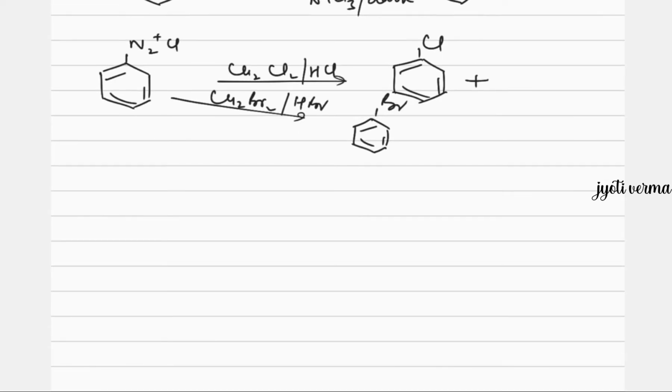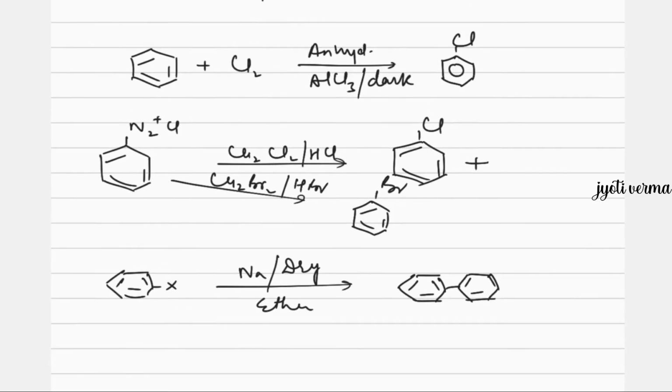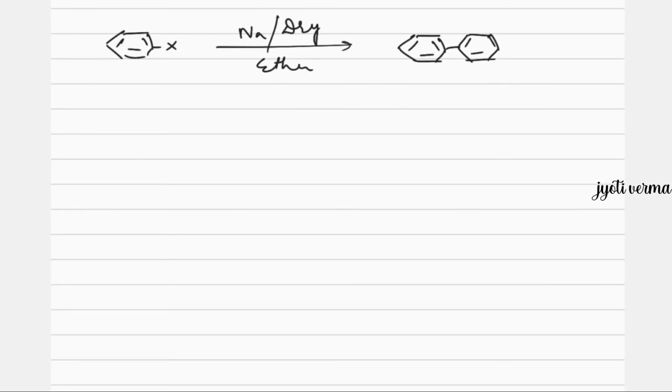Apart from this, we should know about the Fittig reaction. What is Fittig reaction? We have some aryl halide and we are doing its reaction with sodium metal in presence of dry ether. We will be getting the compound like this. So this is the Fittig reaction. Then we should know about the nucleophilic substitution in aryl halides also. So all these reactions are important to know before we start discussing question number 11.